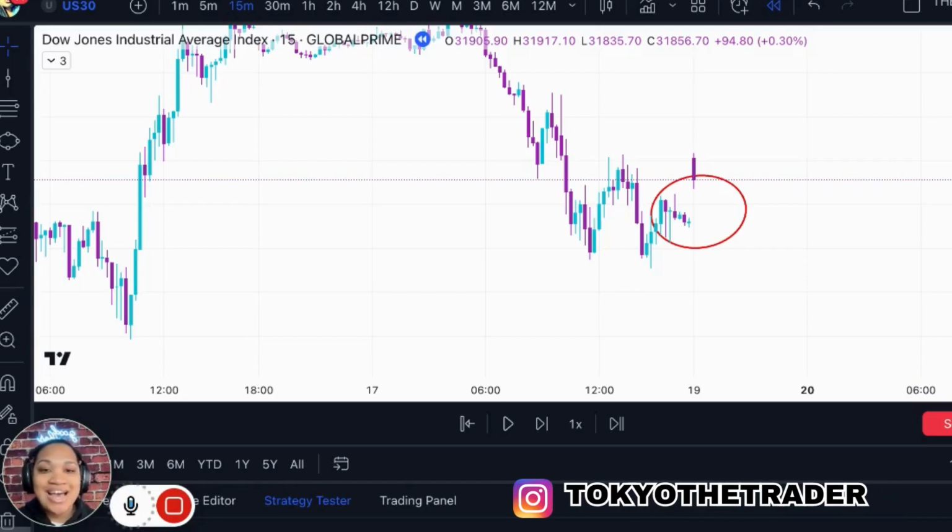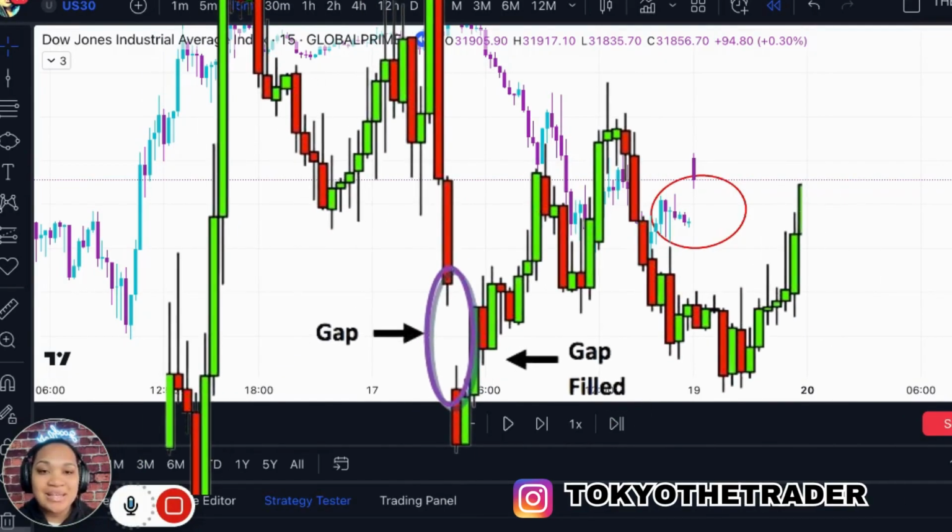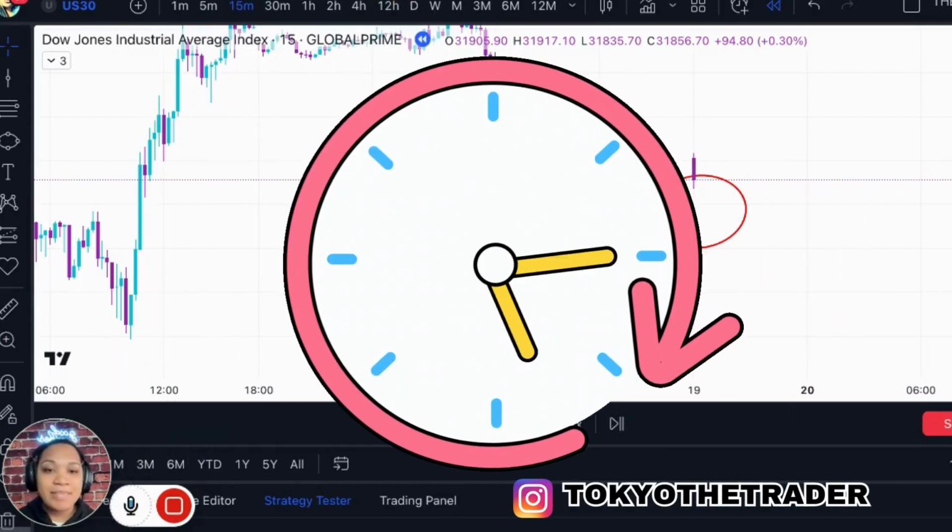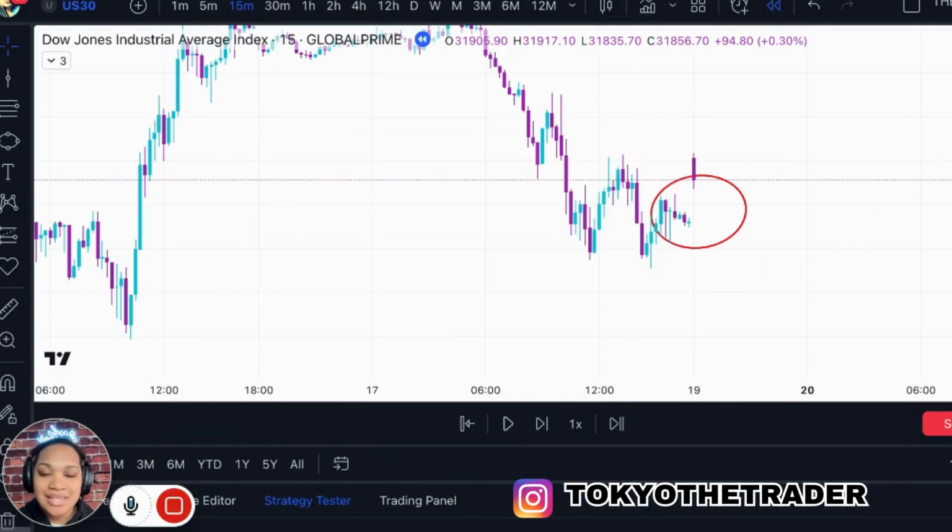A trading gap is exactly what it looks like. It's simply a space in between price, and it normally happens in between trading hours or sessions. So you most commonly see gaps on the smaller time frame, the 15-minute, the 5-minute, the 1 minute even. Sometimes you will see them on the higher time frame, but more commonly on the smaller time frame.